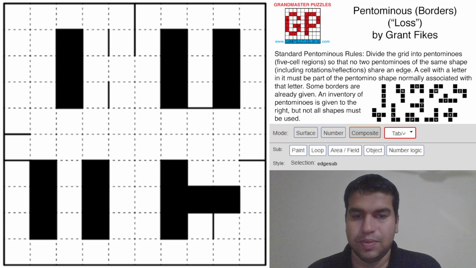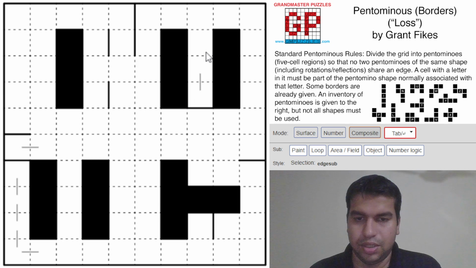We're here to solve this Pentominous borders puzzle by Grant Fikes. It's themed on loss. So to start off with, I'll just mark the obvious region continuations because of the borders. So there's one coming out here, one coming out here.